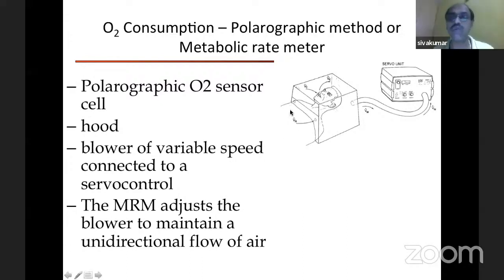We all know that in room air the oxygen percentage is 21%. So you adjust in such a way that this is 20% here. So this is basically a servo-controlled suction apparatus. And this is called a metabolic rate meter.